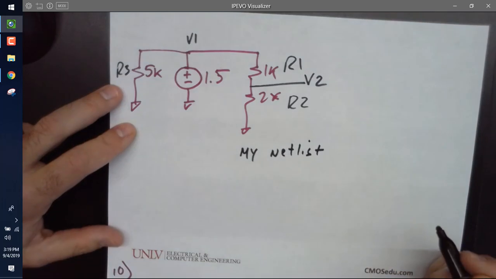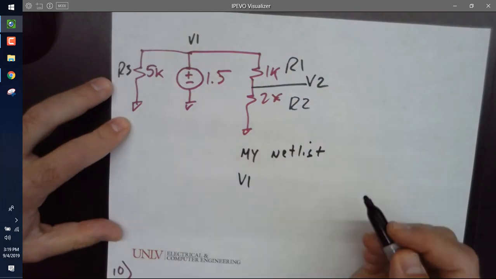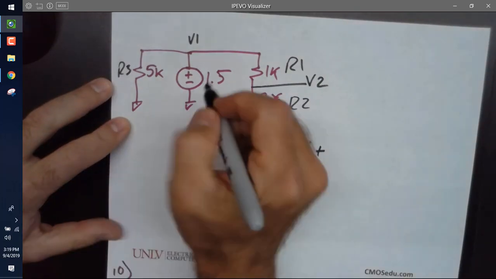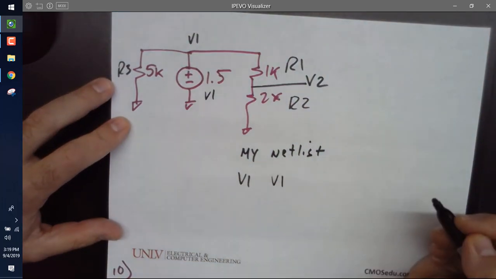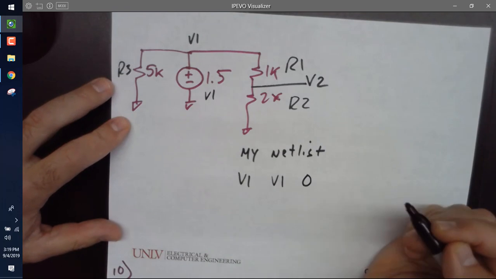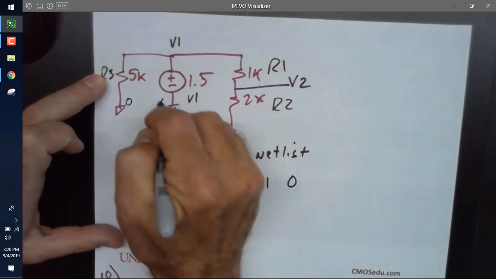Then I'm going to write, and it doesn't matter the order, and in SPICE it's not case sensitive, V1. I'm going to call this voltage source V1, the same as the node, from the node V1 to 0. Guess what 0 corresponds to? Ground. All SPICE simulators use 0 for ground.